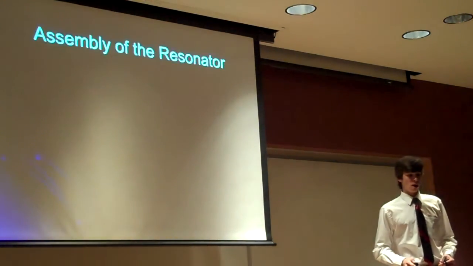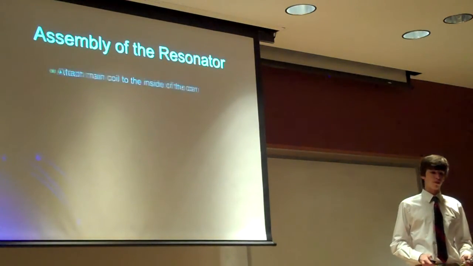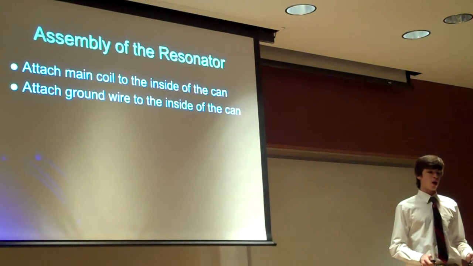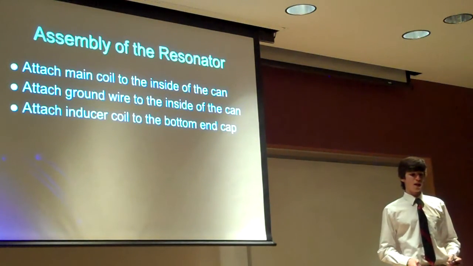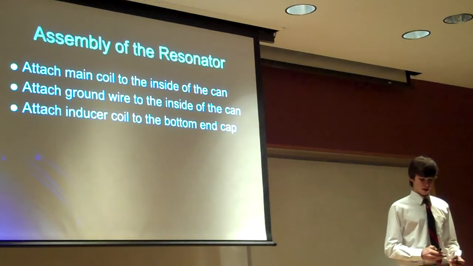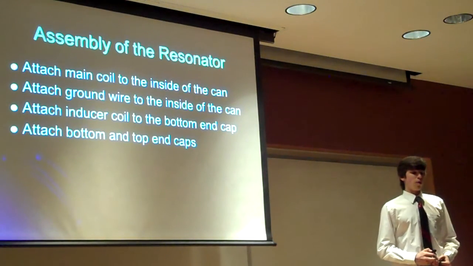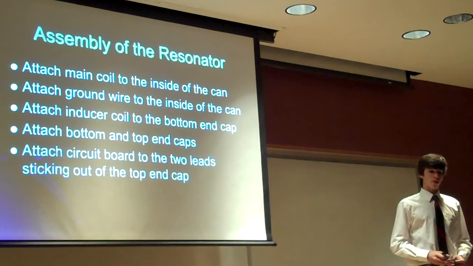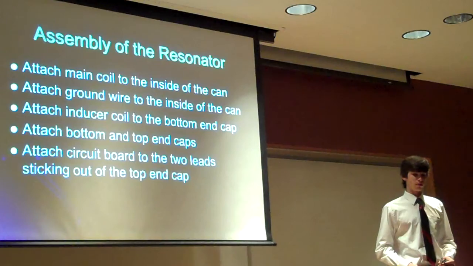So for the assembly of the resonator, you need to attach the main coil to the inside of the can, along with the ground wire to the inside of the can. And then you need to attach the inducer coil to the bottom end cap. And then you need to attach both end caps to the actual can. And then you attach a circuit board to the very top of it.